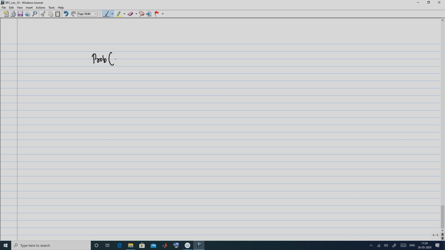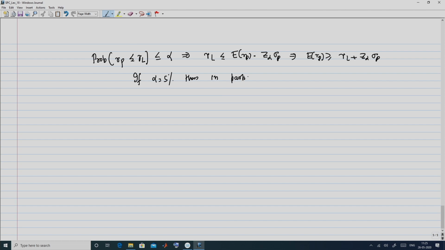So what do we need? The constraint is the probability that the return of the portfolio RP is less than or equal to RL must be less than or equal to a pre-specified level alpha. This implies that RL is less than or equal to E of RP minus Z alpha sigma p, which implies that E of RP is greater than or equal to RL plus Z alpha into sigma p. Now, if alpha is equal to 5%, then in particular E of RP is greater than or equal to RL plus 1.645 sigma p.